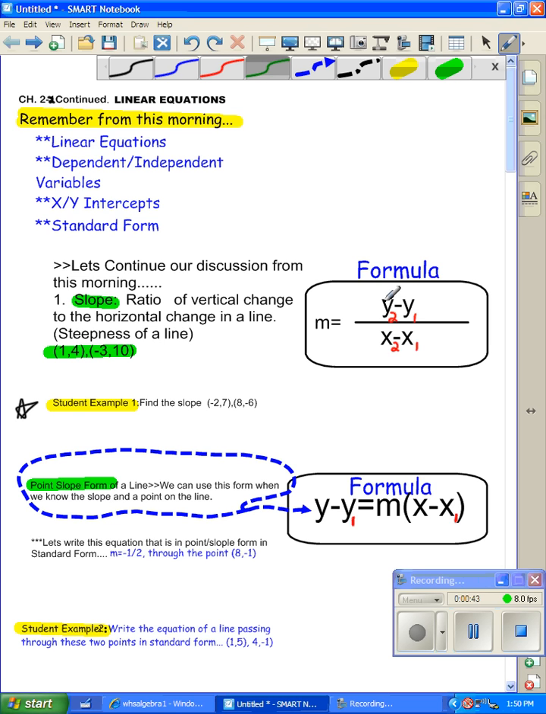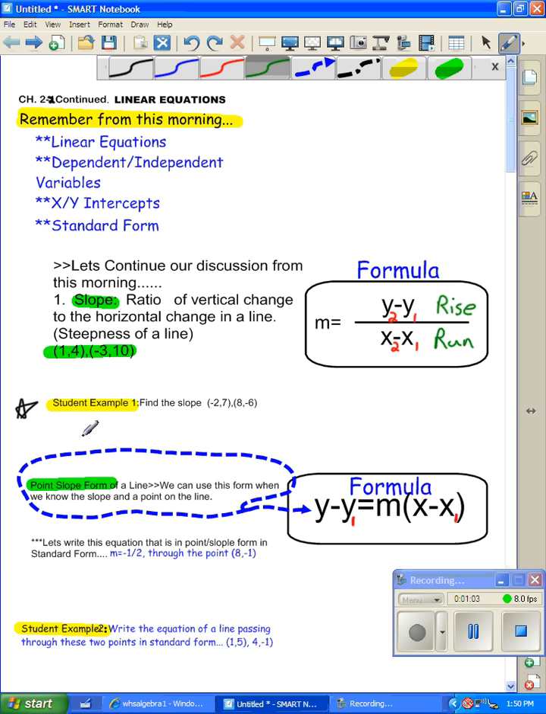And real quickly, the vertical change is the up and down change, or the y-axis change. That would be your rise component. I like to call it rise. The x component, or the horizontal change, is your left and right change, or run. Rise over run. Rise over run.